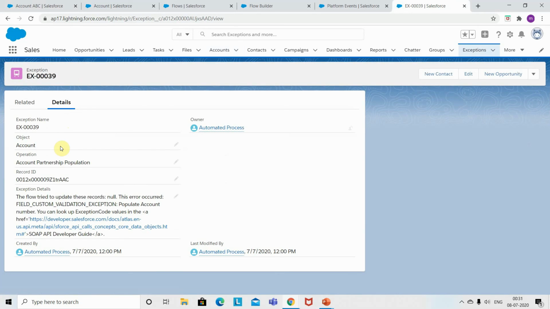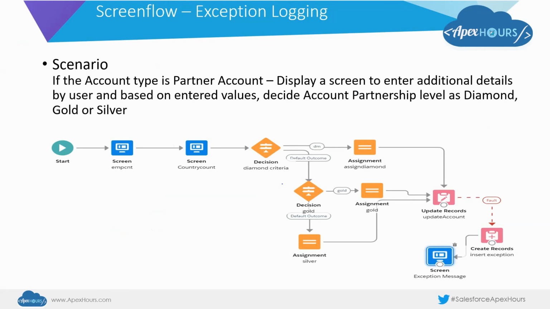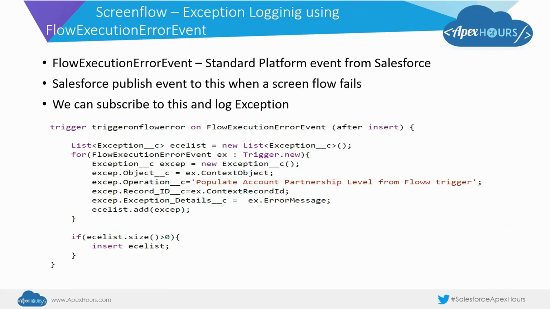Yes, you can see this is the one which corresponds to the account partnership population failure. All the field values are populated here. This is one way of handling the exception from a Screenflow.